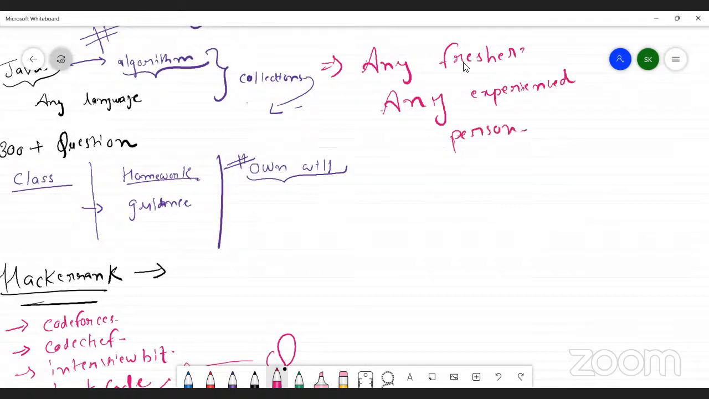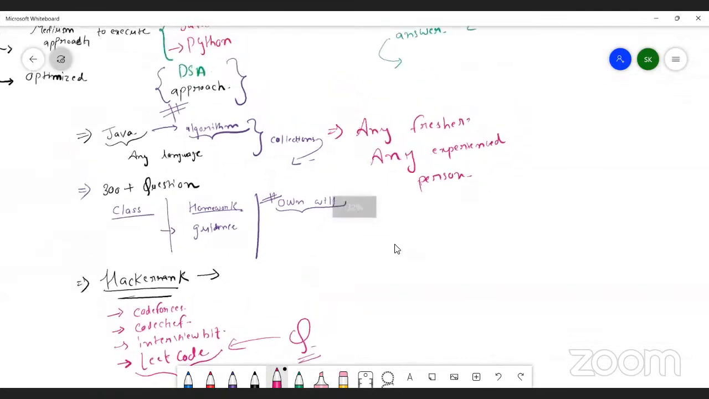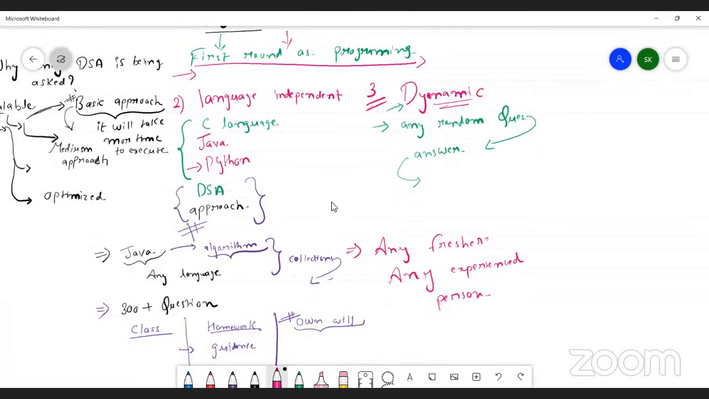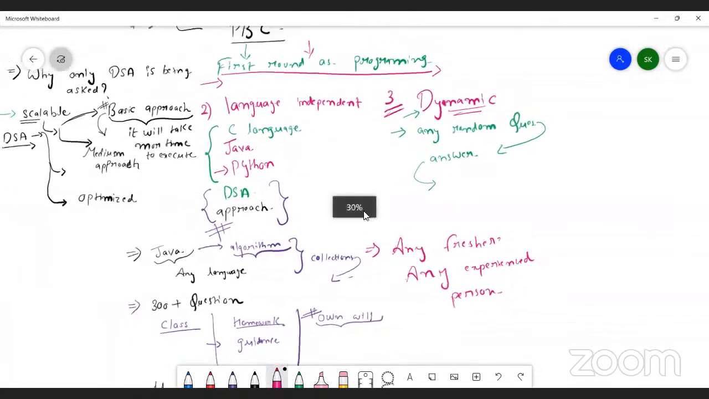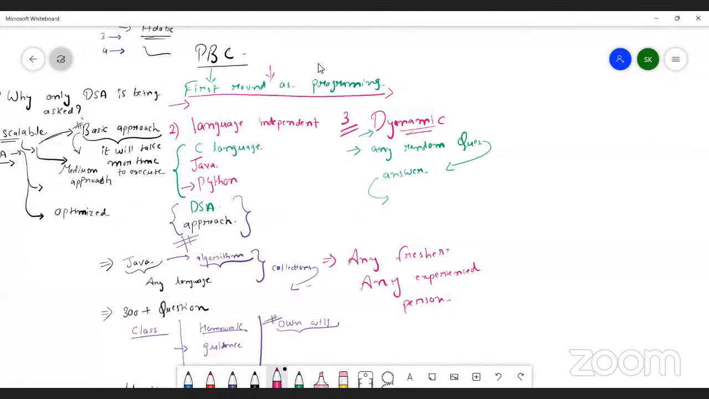So basically, no restrictions. The only condition for joining this batch is that you should be aware of the basics of any language you know. That's the only restriction about this batch. Other than that, there are no restrictions. Everyone clear so far?